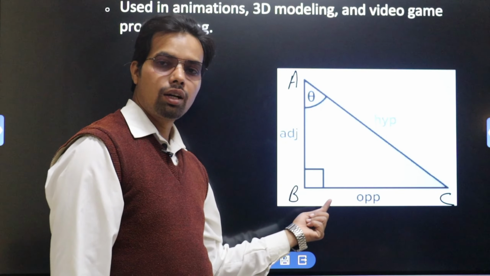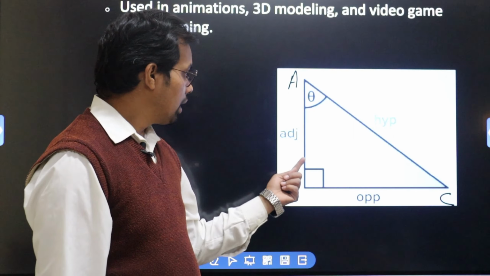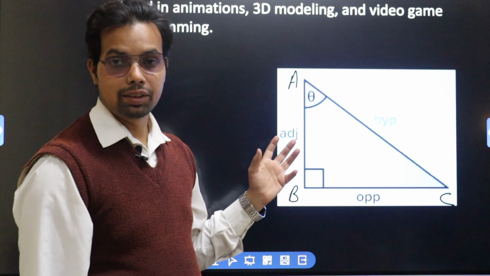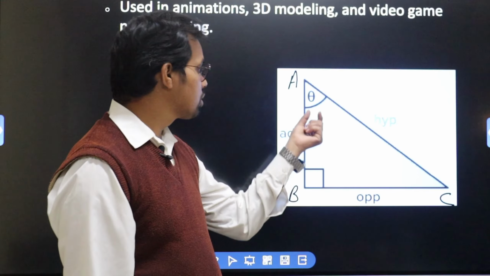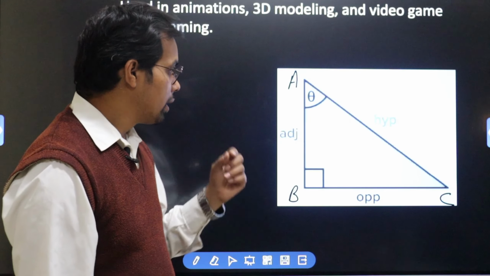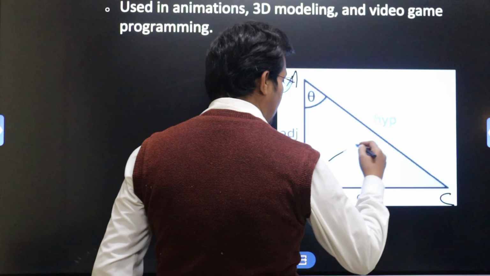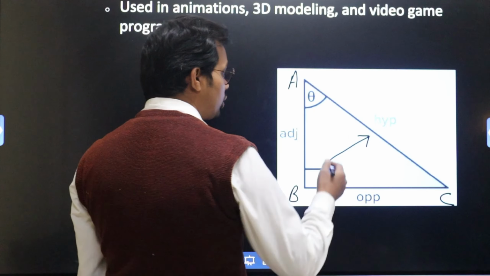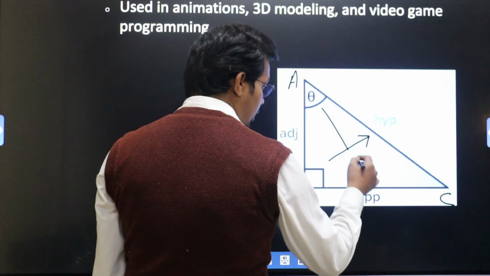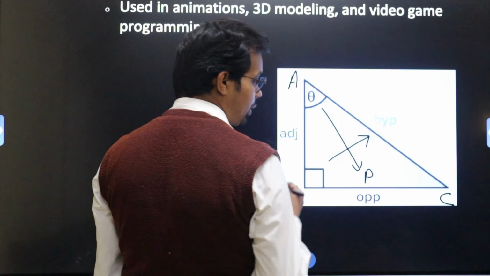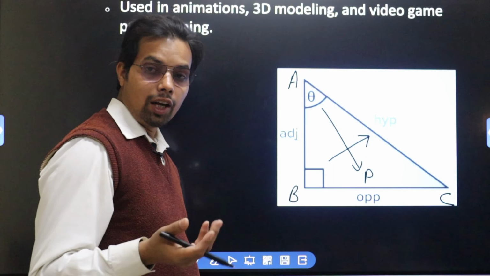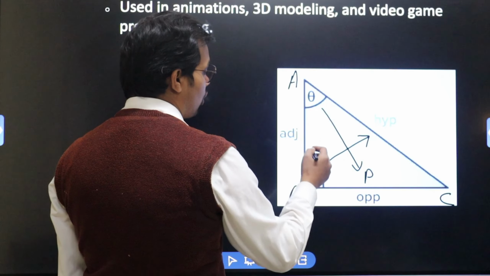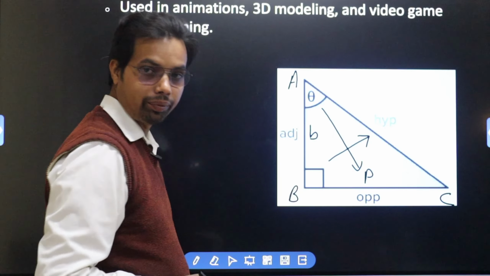It means that this is a right angle, and one theta is mentioned here, which is known as the reference angle. This is known as the right angle, this is known as the reference angle. Now, the side opposite of the right angle is known as the hypotenuse. The side opposite of the reference angle is always known as the perpendicular, and the side along with the right angle and the reference angle is always known as the base.